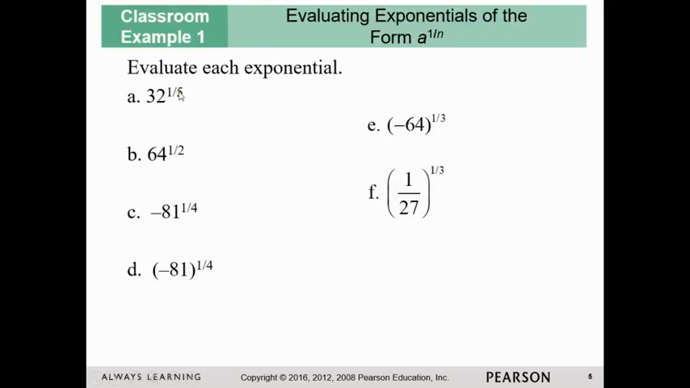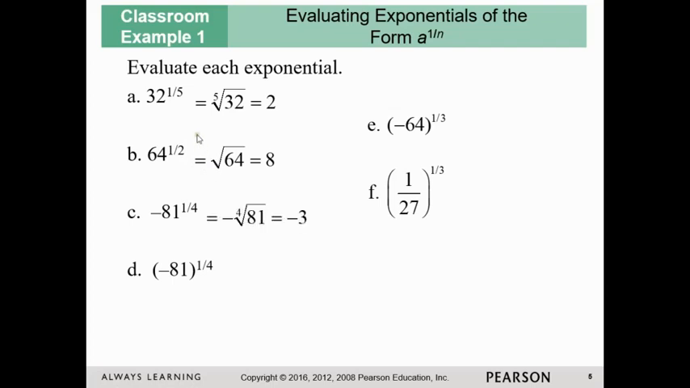So we're going to evaluate each one of these. So first we have 32 to the fifth. That can be written as the fifth root of 32. Notice that the denominator of the fractional exponent becomes the index of the radical expression. So 64 to the half is the same thing as square root of 64. The index here is 2, which is the denominator of the rational exponent.